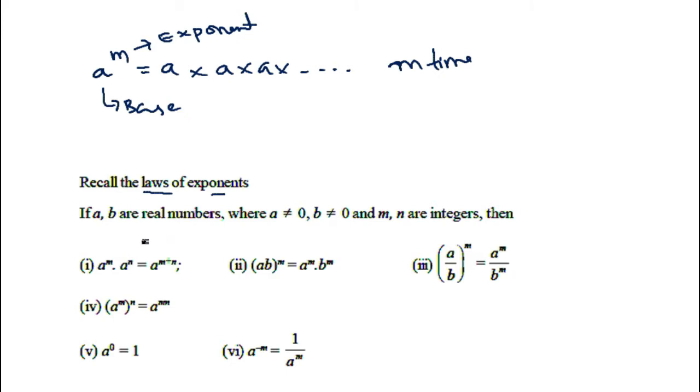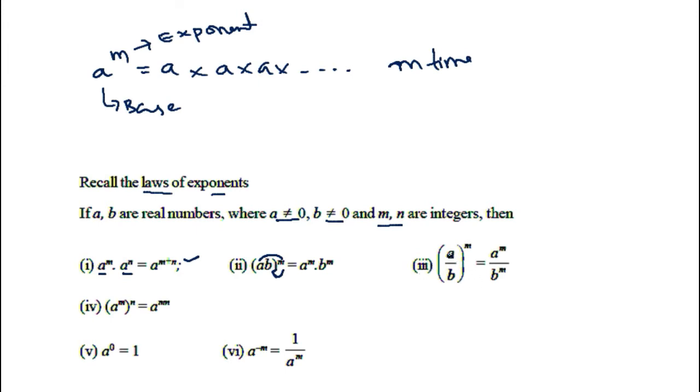If a, b, c are real numbers where a is not equal to 0 and b is not equal to 0, and m, n are integers, then a power m into a power n is equal to a power m plus n. What it means is, if bases are equal, we should add the powers. The next one is ab whole to the power of m, which is equal to a to the power of m and b to the power of m. So we are separating the power for both a and b.